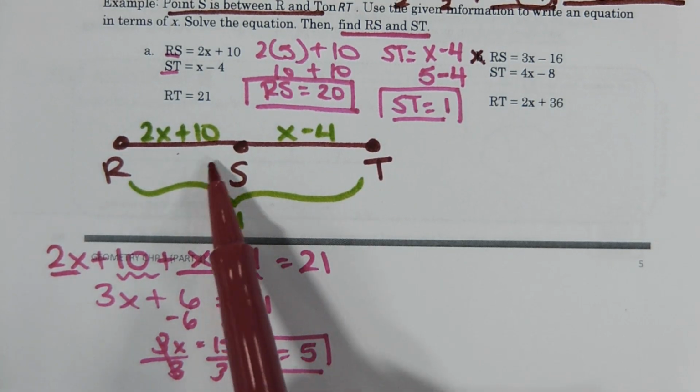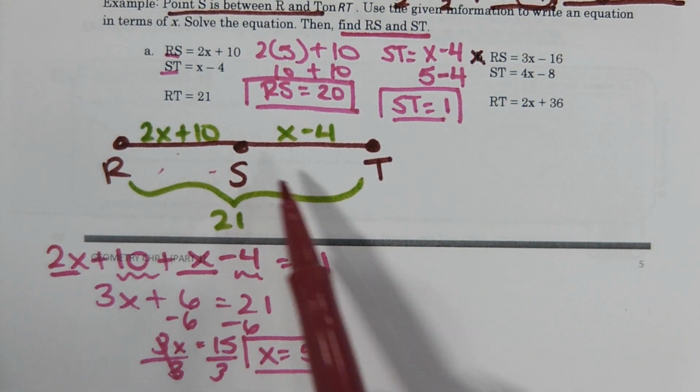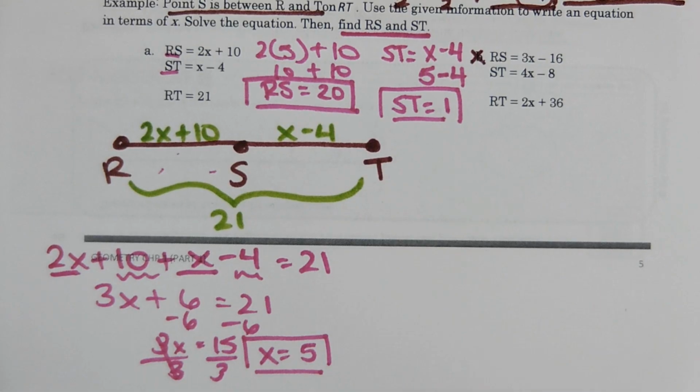So as you can see, our drawing wasn't to scale because it's saying RS is 20 and then ST is 1, but we didn't know what the scale was, so that's why it doesn't necessarily visually make sense, but as long as you follow the process, your answer is correct.